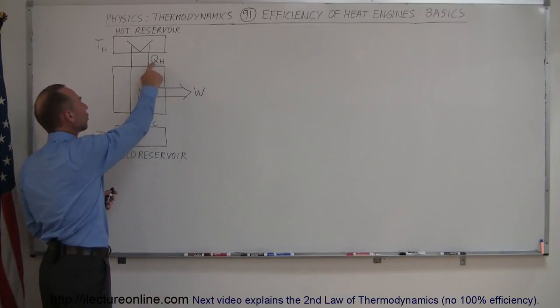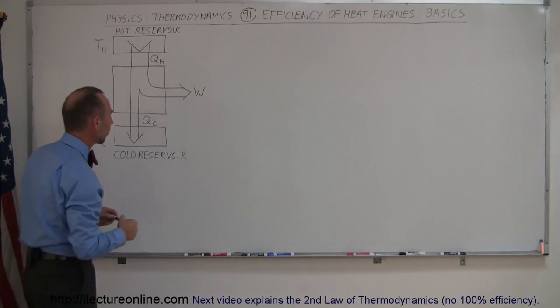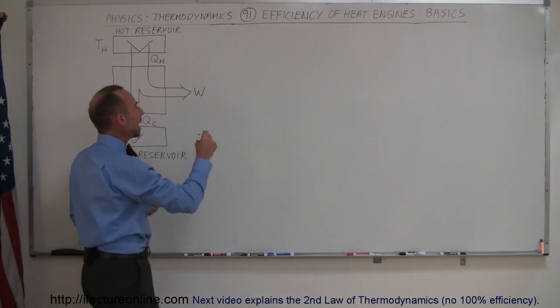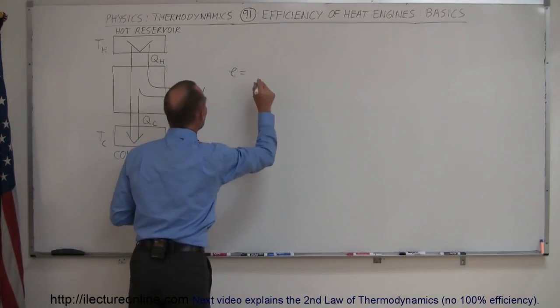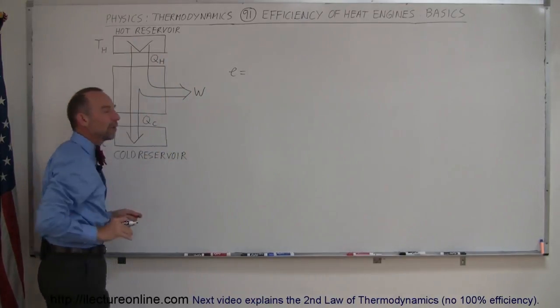Q means heat, so this is the heat from the hot reservoir, Q sub H, and the heat being expelled to the cold reservoir, Q sub C. And the efficiency of an engine can be defined as the ratio of how much work can be done by the amount of heat that comes out of the hot reservoir.